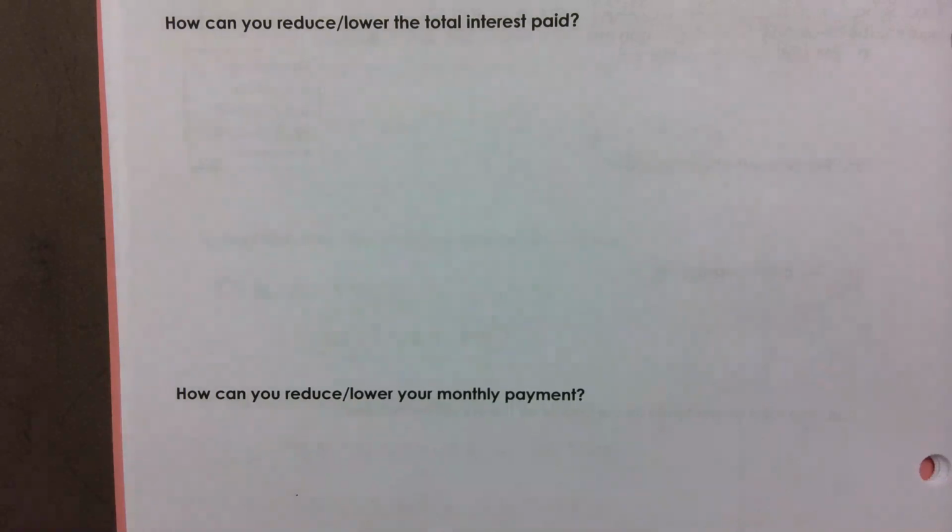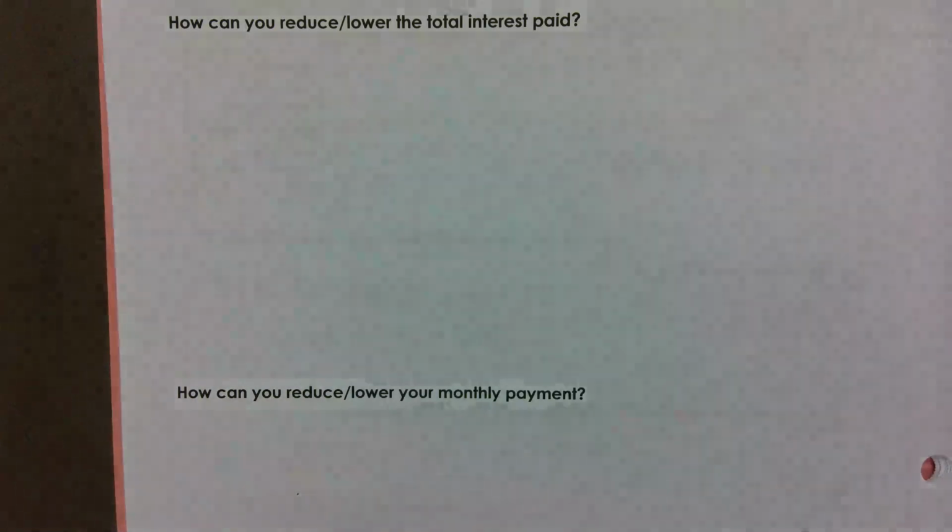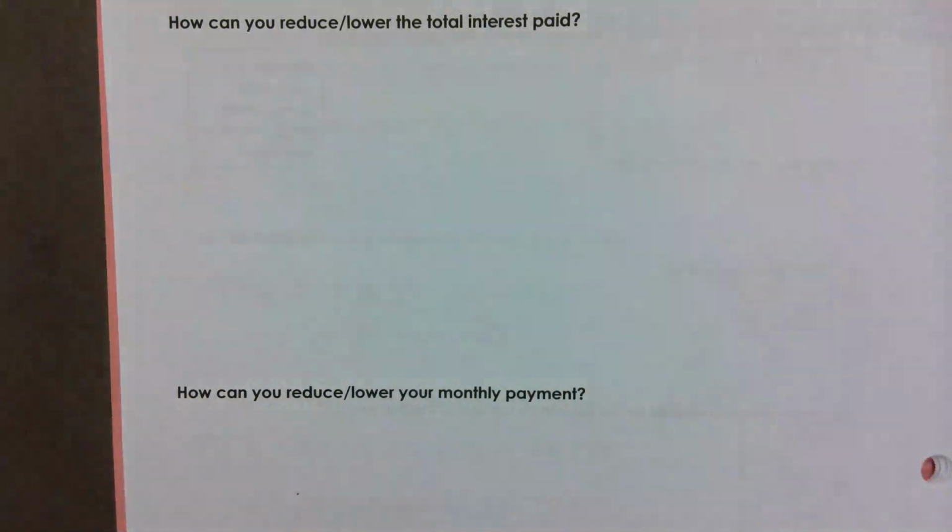And I need you to have at least one of each, maybe I would say two of each on your study sheet, two of these things that we're going to fill in. This is on page 31.